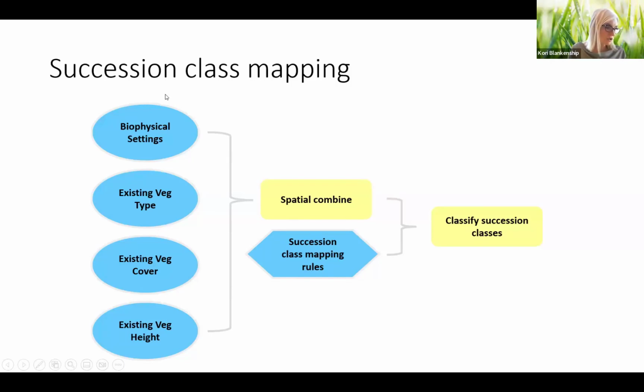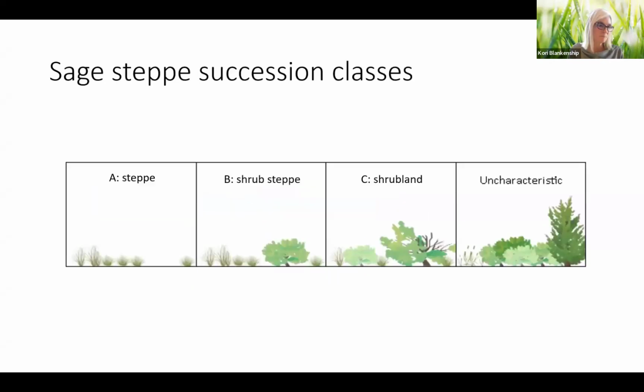We're going to do an exercise today where I've done this overlay for you. And I've got a spatial combine in a spreadsheet, and we're going to apply the mapping rules to classify those states and calculate current percent in each state. We're going to be using the SAGE step model. You've seen this before from Randy. So there are 3 reference states, a steppe, a shrub steppe, and a shrubland. We'll also be responsible for classifying uncharacteristic, which can include things like cheatgrass, exotic species, and invasion of trees or tree encroachment.